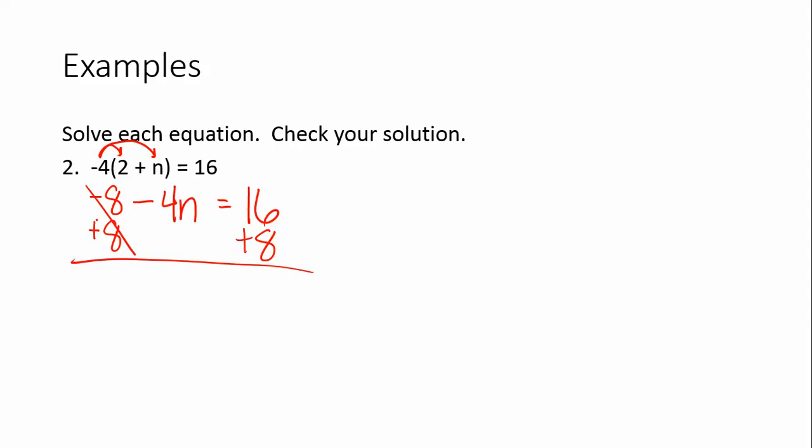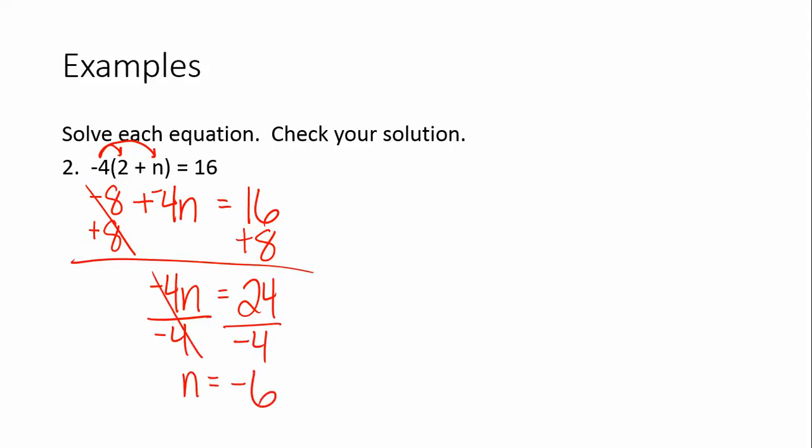And again, we have to be careful because this 4, remember, is actually negative. So we're bringing down a negative 4n. 16 plus 8 is 24. We're going to divide both sides by negative 4. And that gives us n equals negative 6.